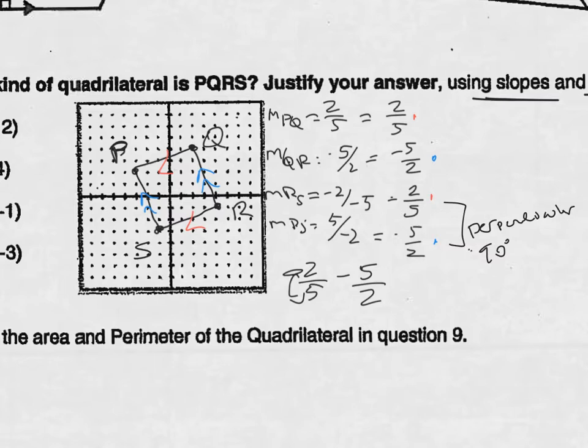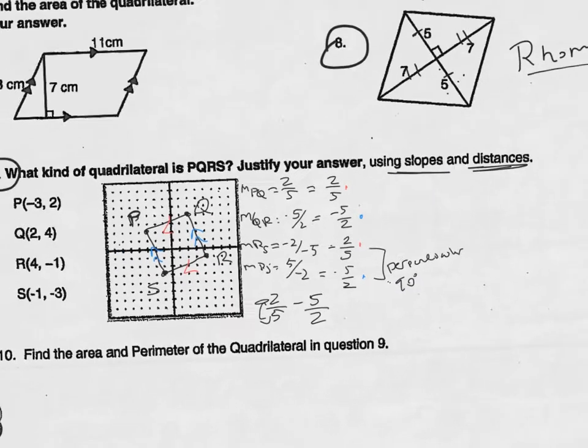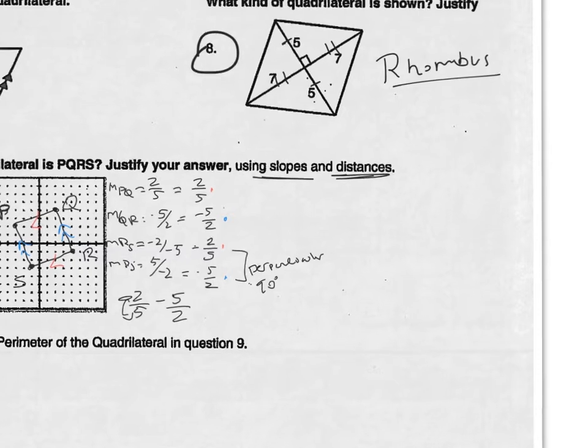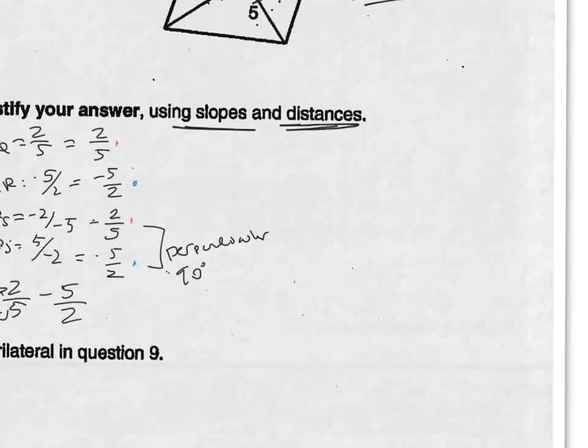Now the main difference is a rectangle only has opposite sides congruent, whereas a square has every side congruent. So there's two options here. You can look at the slopes and realize that they all have 2 over 5 or 5 over 2, meaning if you were to use the Pythagorean theorem with a right triangle, they would all have the exact same hypotenuse, thus the same distance.